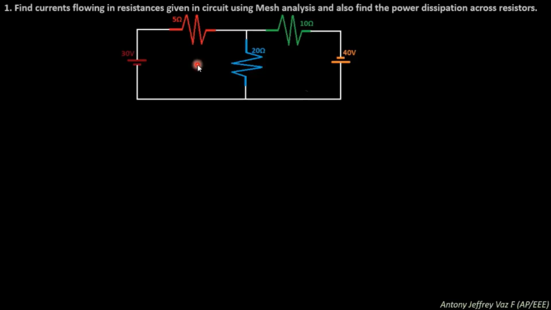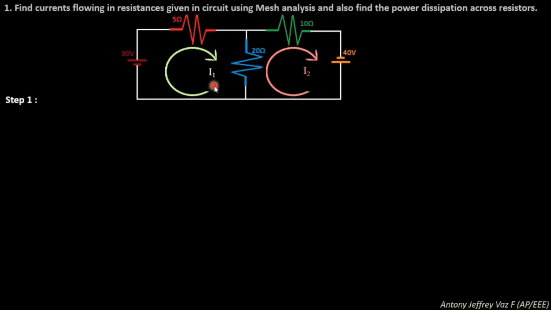Then we are going to find the currents that are flowing through the 5 ohm resistor, 20 ohm resistor, 10 ohm resistor, and then we are going to find the power dissipation across the 5 ohm resistor, 20 ohm resistor, and also through the 10 ohm resistor. Very easy mesh analysis, very easy. Similarly, you need to assume the two currents I1 and I2 flowing in clockwise direction, same as Kirchhoff's law.